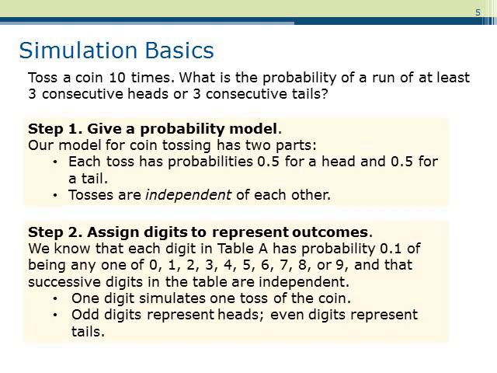Next, we must assign random digits to outcomes. Recall in a table of random digits, each of the digits 0 through 9 has a 0.1 chance of appearing, and successive digits are independent. Now there is more than one way to do this, but we must assign half the digits to represent heads and the remaining half to represent tails, as each outcome occurs with probability 0.5. In this example, we'll let odd digits represent heads and even digits represent tails.